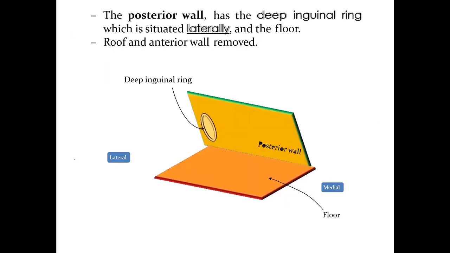Let's see some images. This is the posterior wall. And you should know that the deep ring of the inguinal canal arises from the posterior wall. The posterior wall has the deep inguinal ring, which is situated laterally. And the roof and the floor, and this image is a reconstruction. You can see the roof is removed here. The floor is shown here, but the anterior wall is removed. With this 3D image, you will see the oblique nature of this canal.